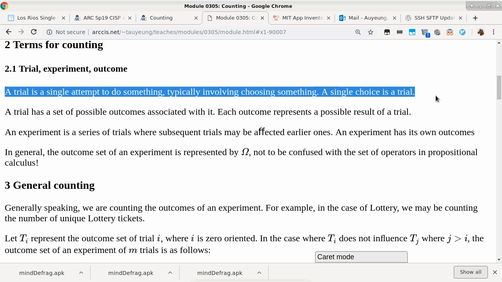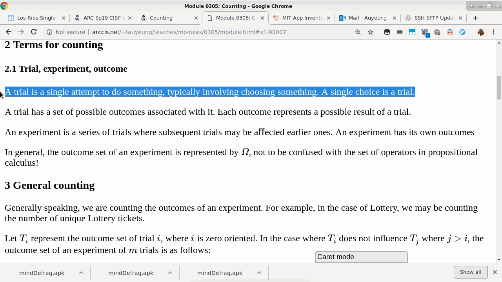So throwing a dice is definitely an example of a trial. Flipping a coin is also a trial. Picking a number out of a basket, like in a lottery, that's also a trial. We'll distinguish the differences between throwing a dice versus picking a ball out of a basket, because one is with replacement and the other one is without replacement. We'll deal with that later.